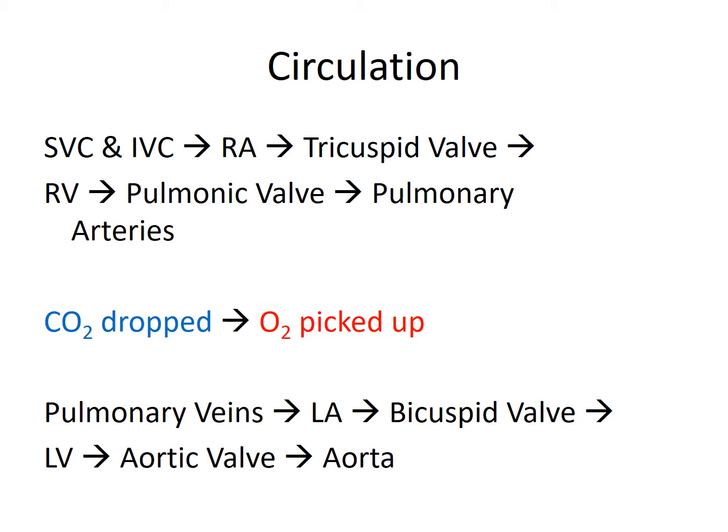cava. He'll drop into the right atrium, pass through the tricuspid valve into the right ventricle. He'd then pass through the pulmonic valve into the pulmonary arteries. In the pulmonary arterial system, he's going to flow out to the alveolar capillary beds, drop off the CO2 and pick up some oxygen, and return through the pulmonary veins to the left atrium. He would then pass through the bicuspid or mitral valve into the left ventricle.